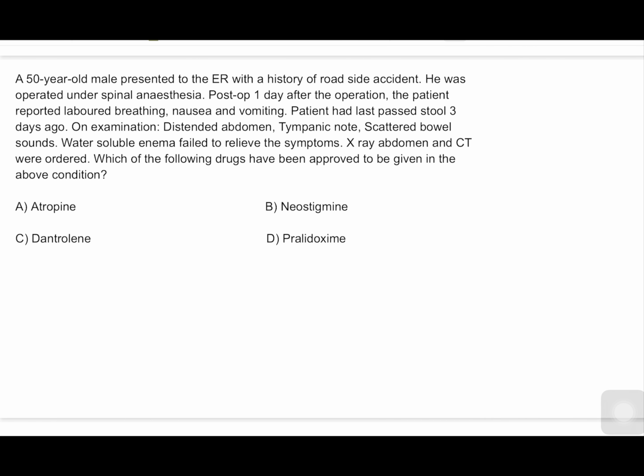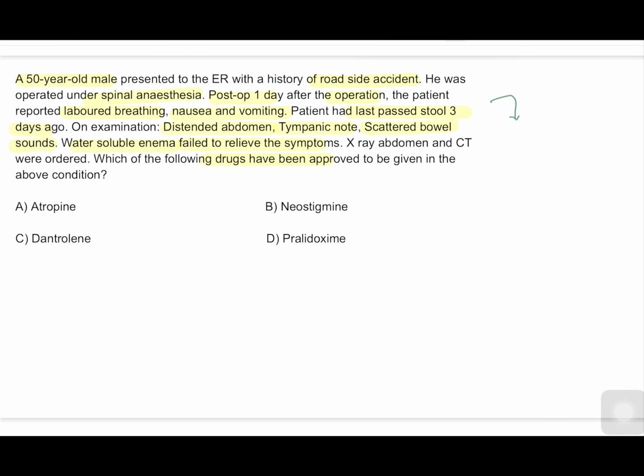Next question is, a 50-year-old male presented to the ER with a history of roadside accident. He was operated on with spinal anesthesia. Post-op, one day after the operation, the patient has labored breathing, nausea, vomiting. Last stool passed 3 days ago. On examination, he has a distended abdomen, tympanic note, scattered bowel sounds. Water-soluble enema failed to relieve the symptoms. X-ray of abdomen and CT is ordered. Which of the following drugs is approved for this?